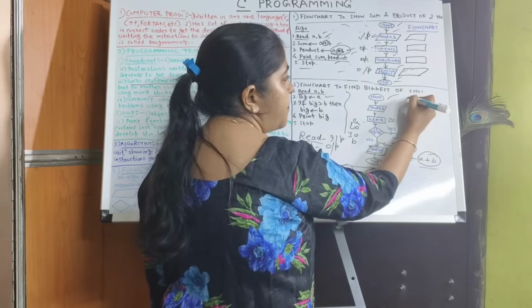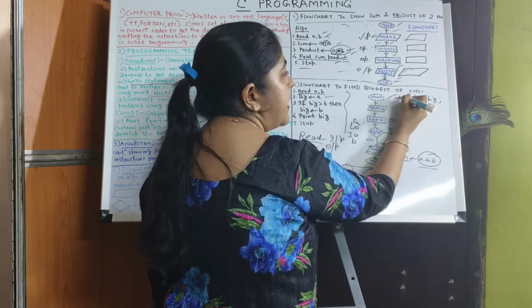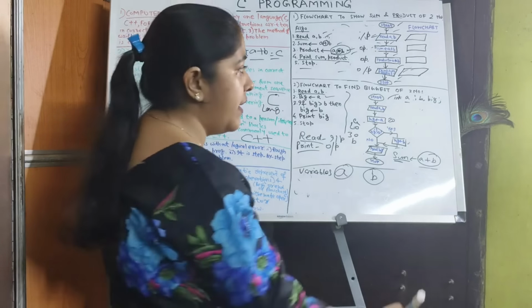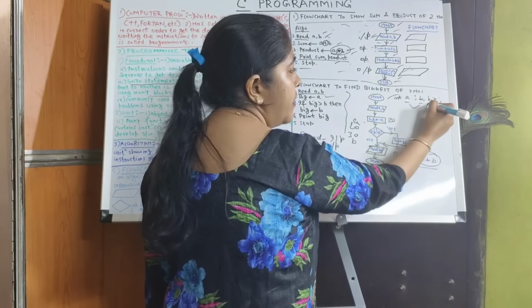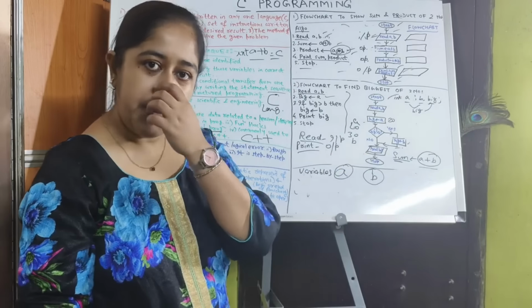So first of all, A, B and big. Since big will be having the value, A value, B value, then comparing, whatever value will be the biggest, it will come to this container, right?